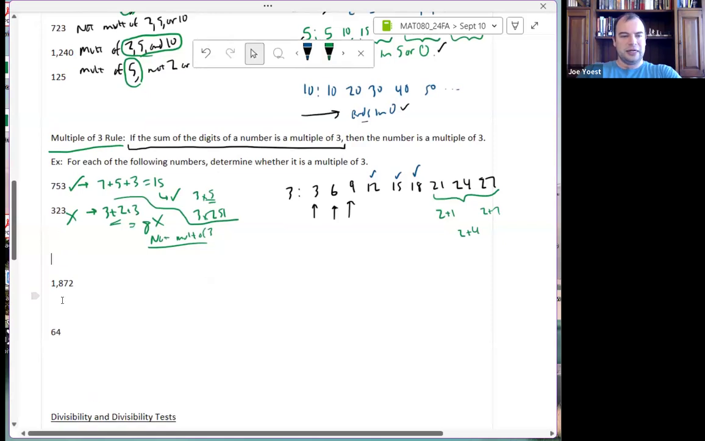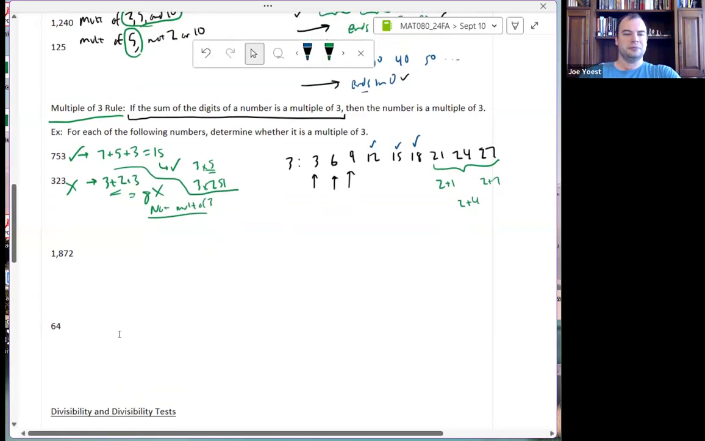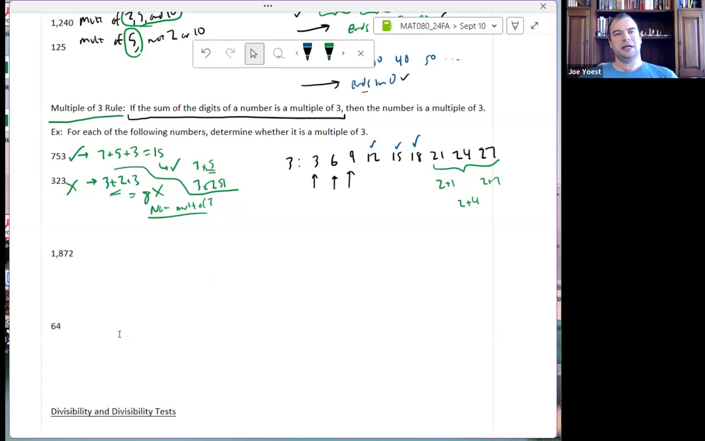So what about 1,872? Again, looking at it, I don't know whether it's a multiple of 3. I could try a bunch of guess and checks, probably going to be tedious and error prone. But if I come over and add the digits together, so 7 and 8 is 15, plus 3 is 18.